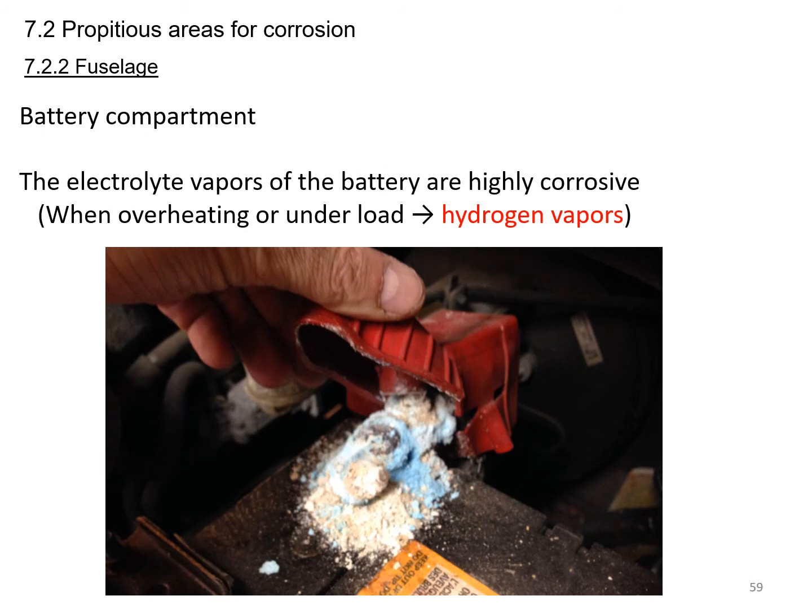In the battery compartment, the electrolyte vapors of the battery are highly corrosive. When overheating or under load, or even when they're just being recharged, batteries will seep some hydrogen vapors, and hydrogen vapors are highly corrosive. I took this picture of my stepdaughter's car, as she was complaining that the car was hard to start. So I did a little inspection and found out that the positive pole of the battery was badly corroded. After neutralizing the corrosion and cleaning everything, it went back to normal.